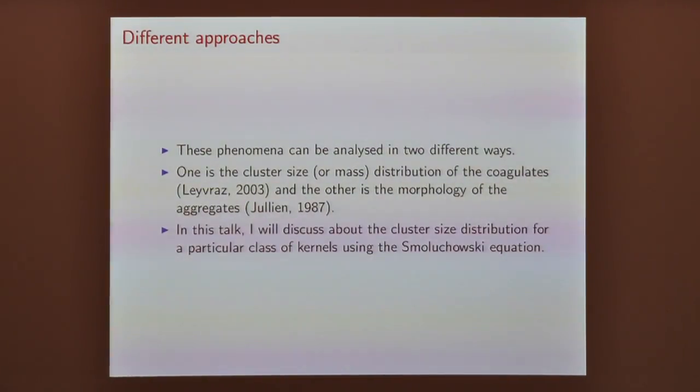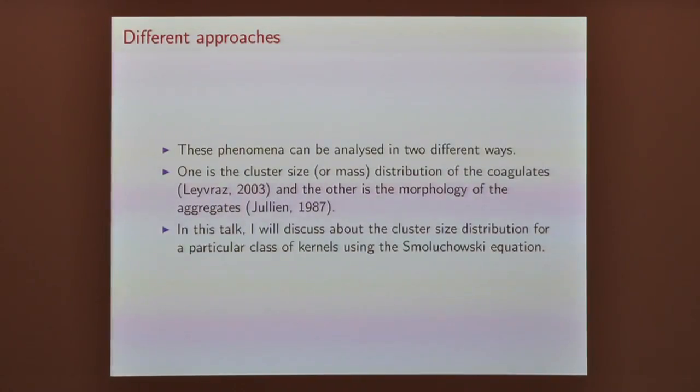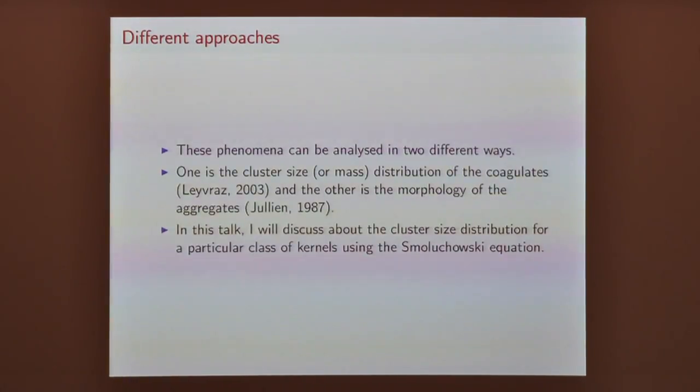One approach is to consider what happens to the cluster size or the mass distribution of the coagulates, and you don't worry about the morphology of the aggregate. Particles can collide with each other and form a fractal shape, which is studied in different approaches, and that can be found in the morphology of aggregates in Julian's paper. But there is another approach where you just consider coagulation of, for example, spherical liquid blobs, where just the size or the mass is the relevant parameter. In this talk, I will discuss the cluster size distribution. So I will take the first approach for a particular class of kernels or rates using the Smoluchowski equation.